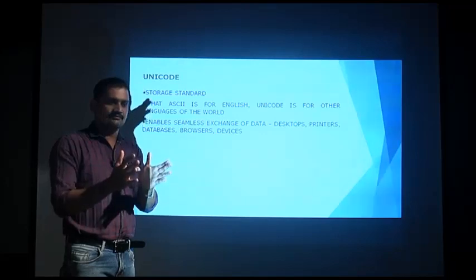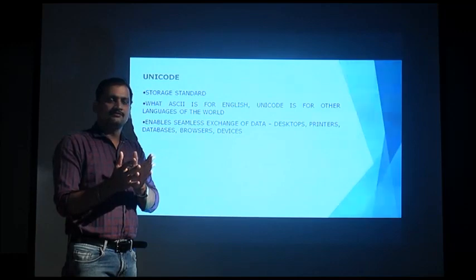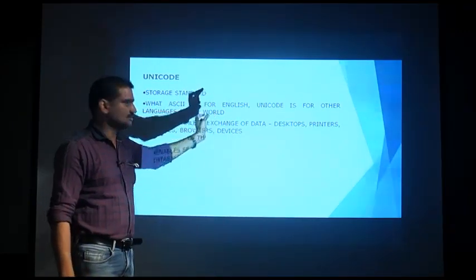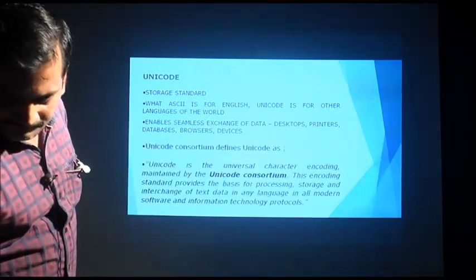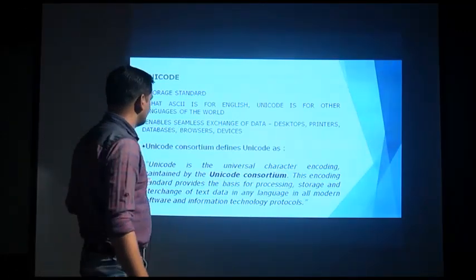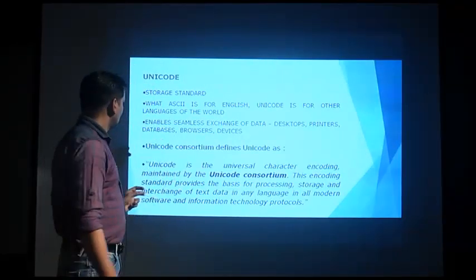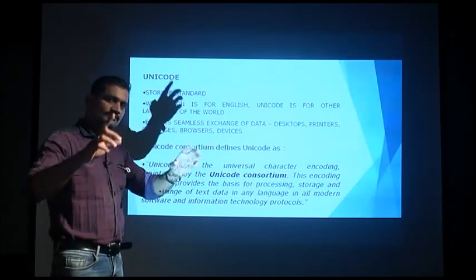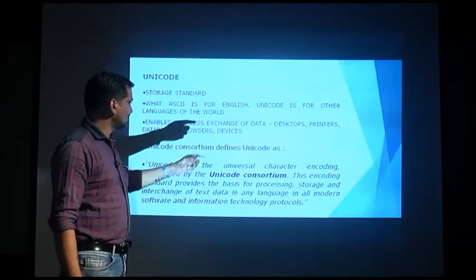We need a standard which can be easily converted from one language to another, and that common standard is the Unicode system. Now, there is a Unicode consortium. Who takes care of this Unicode system? Unicode is a universal character encoding throughout the world. Any character can be represented in this Unicode system, and it is maintained by the Unicode consortium.